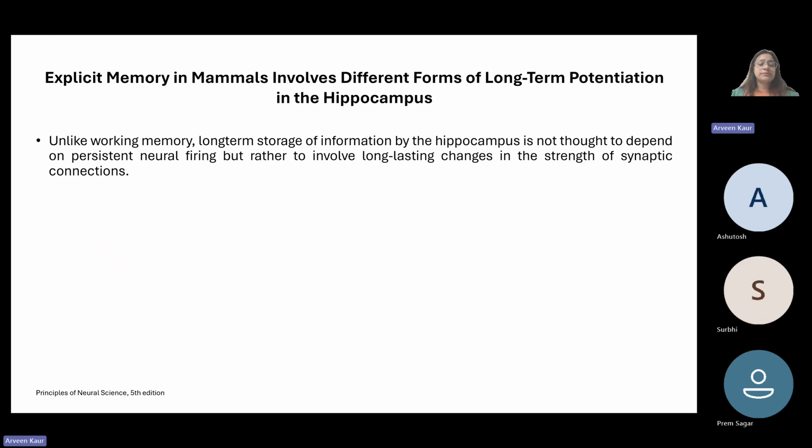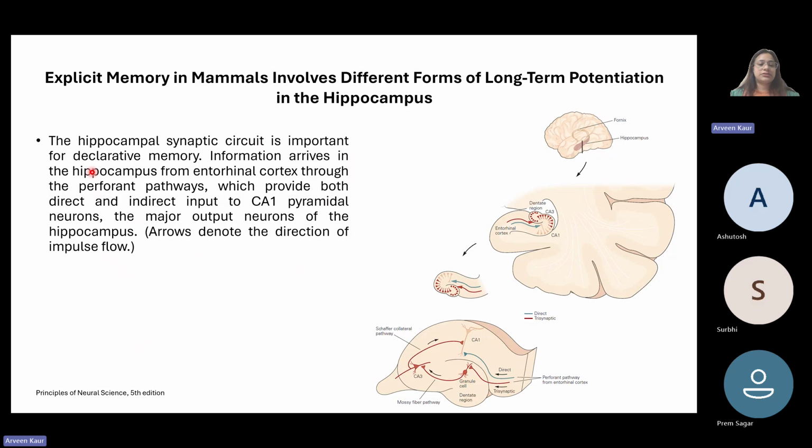Then, explicit memory in mammals involves different forms of long-term potentiation within the hippocampus. Unlike working memory, long-term storage of information by the hippocampus is not thought to depend on persistent neural firing, but rather to involve long-lasting changes in the strength of synaptic connections itself. Right? So this is a hippocampal circuit, which is important for declarative memory.